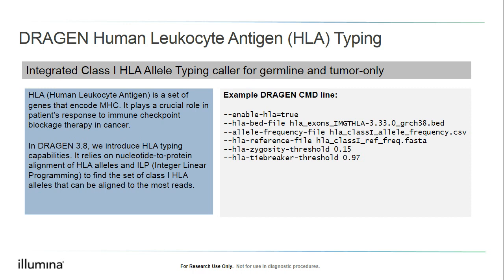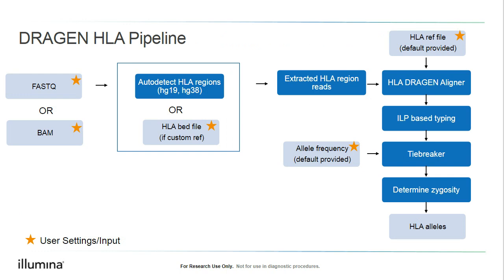Here is the workflow for the HLA pipeline. You can start off with a FASTQ file or a BAM file. The FASTQ file will, of course, go through the mapping step. If you already have a BAM, then it goes directly into the HLA pipeline. If you are using standard human references, hg19 or hg38, we have the capability to auto-detect the HLA regions. However, you can also bring in an HLA bed file that indicates those HLA regions that we want to run the pipeline over.